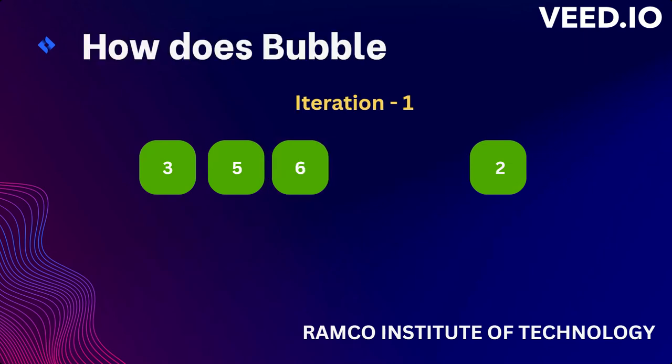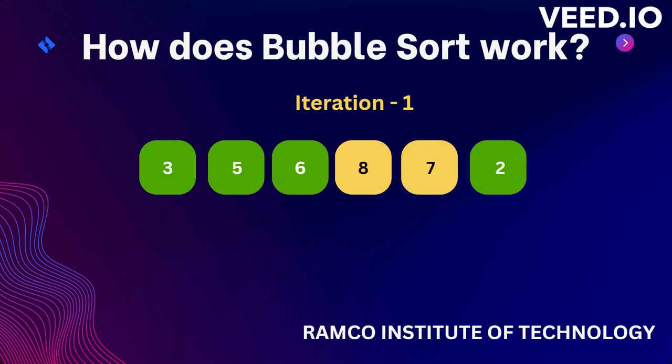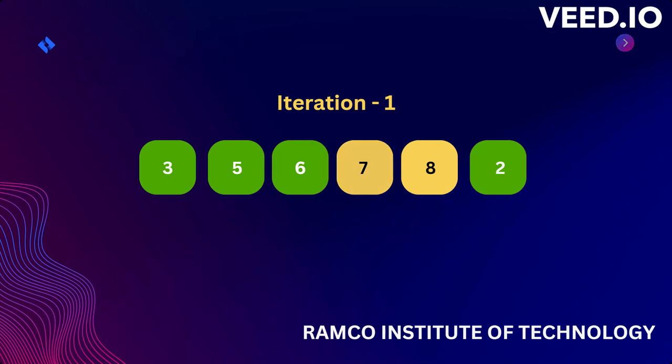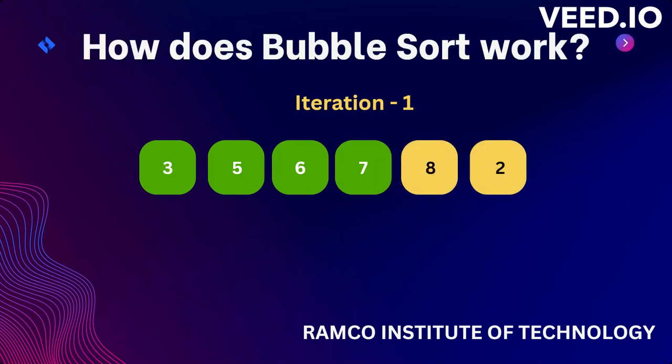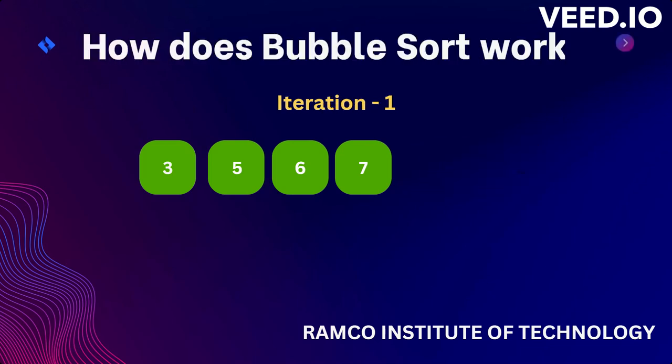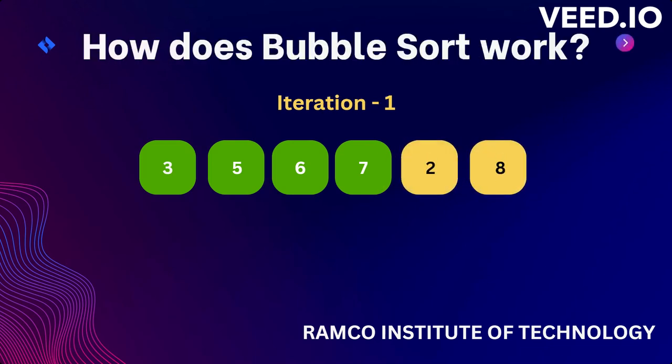Then the next two elements are compared, that is 8 and 7. It is also not in the sorted order because 8 is greater than 7, so swapping happens. So 8 is replaced by 7 and 7 is replaced by 8. Finally, the last two elements, that is 8 and 2, are compared. Here 8 is greater than 2, hence swapping is necessary. So 8 is replaced by 2 and 2 is replaced by 8.